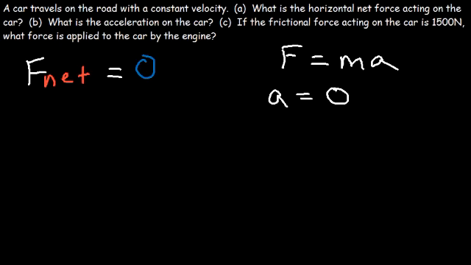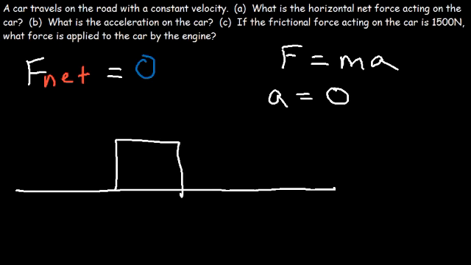Now, part C. If the frictional force acting on the car is 1500 newtons, what force is applied to the car by the engine? So let's draw a picture. I'm just going to draw a box because it's easy to draw, and this box represents the car. So let's say the car is moving to the right. So V represents the velocity, where it's going. Friction opposes motion. So the frictional force is 1500 newtons.